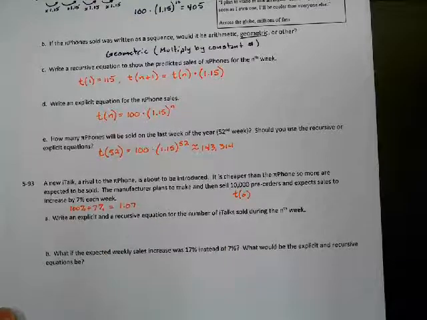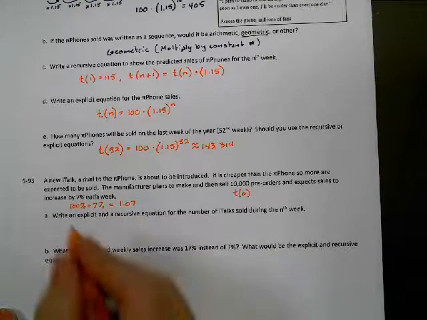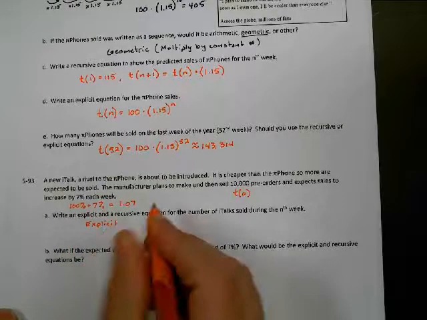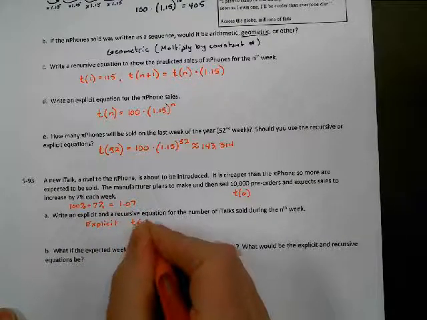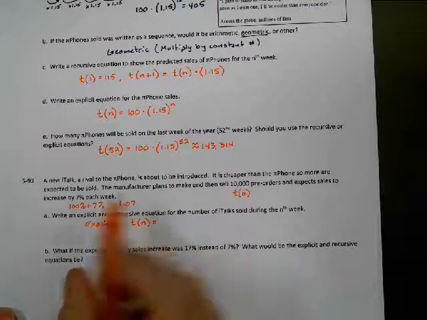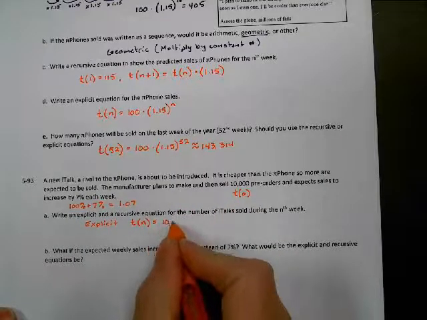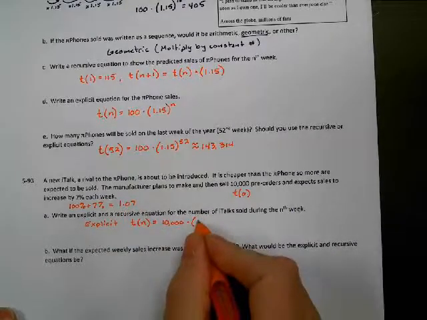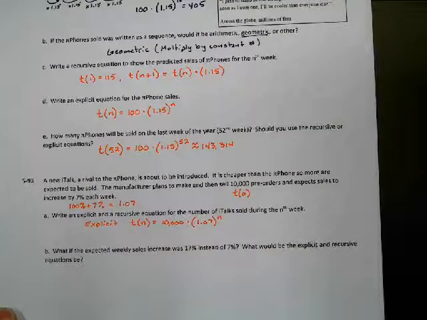So write an explicit and recursive equation. All right, explicit first. The explicit equation would be T of n equals, and then we would take the original T of zero, so 10,000, and then multiply it by the multiplier, which is 1.07, to the nth power.